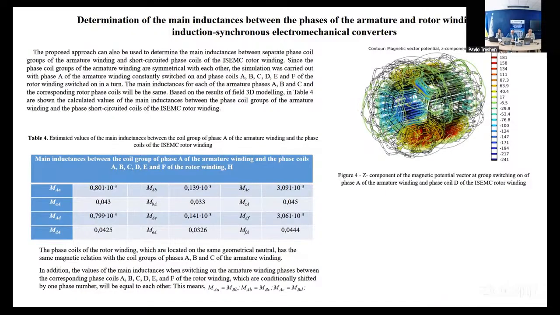Based on the results of the three-dimensional modeling, Table 4 shows the calculated values of the main inductances between the phase coil groups of the armature windings and the phase short-circuited coils of the induction synchronous electromechanical converter rotor windings. Thus, according to the proposed approach to the decomposition of electromagnetic processes during single and group switching on of the phase coil groups of the armature windings and phase independent short-circuited rotor windings, it is possible to determine with high accuracy all components of the inductances.